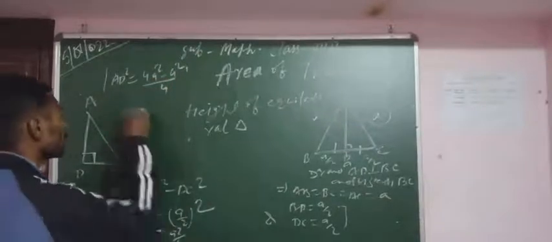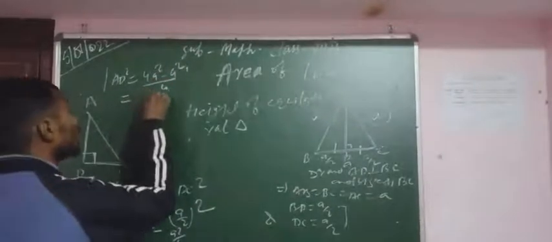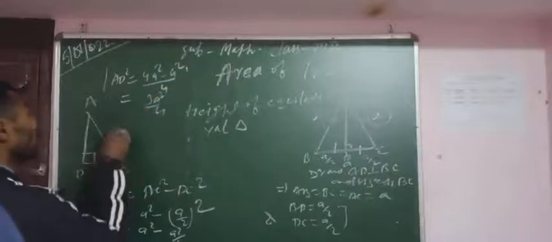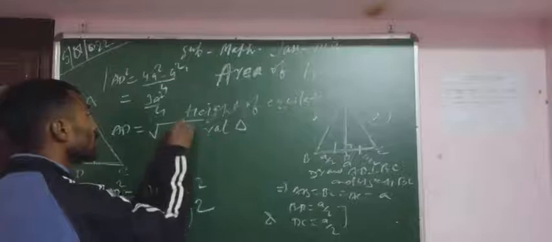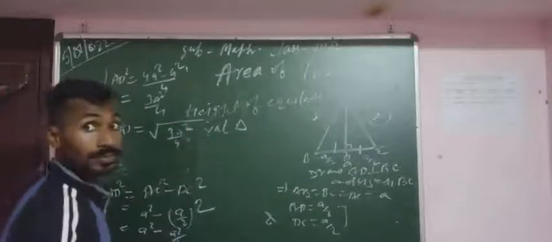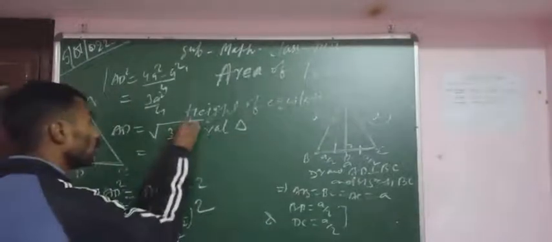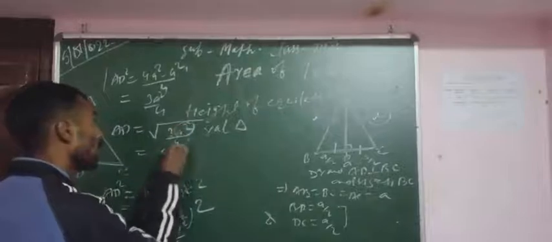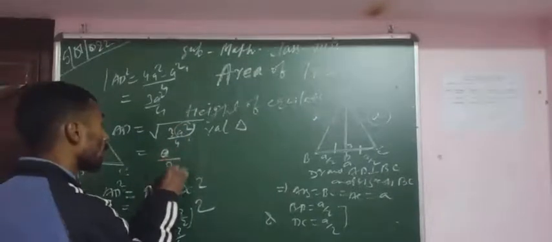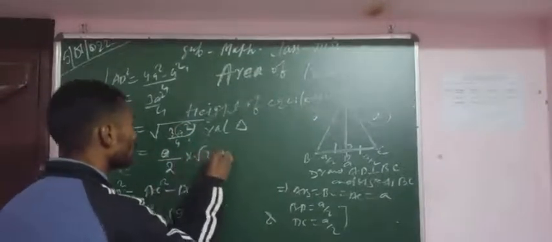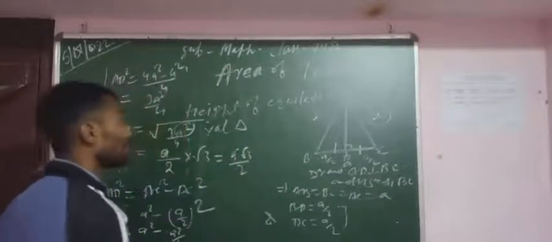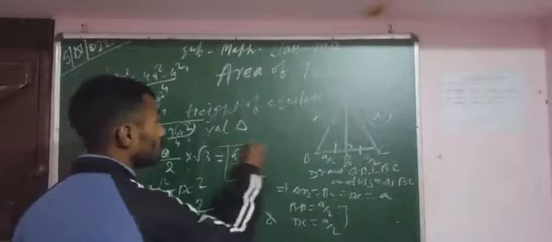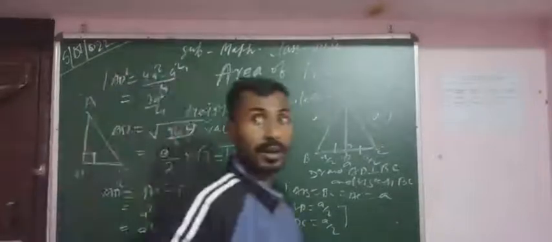Now look at this. That gives 3A square by 4. So finally AD should be equal to root under 3A square by 4. Now look at this, the 2 in the A square comes out, and the 4 below becomes 2 outside, into root 3. So finally A root 3 by 2. It's the height of the equilateral triangle.